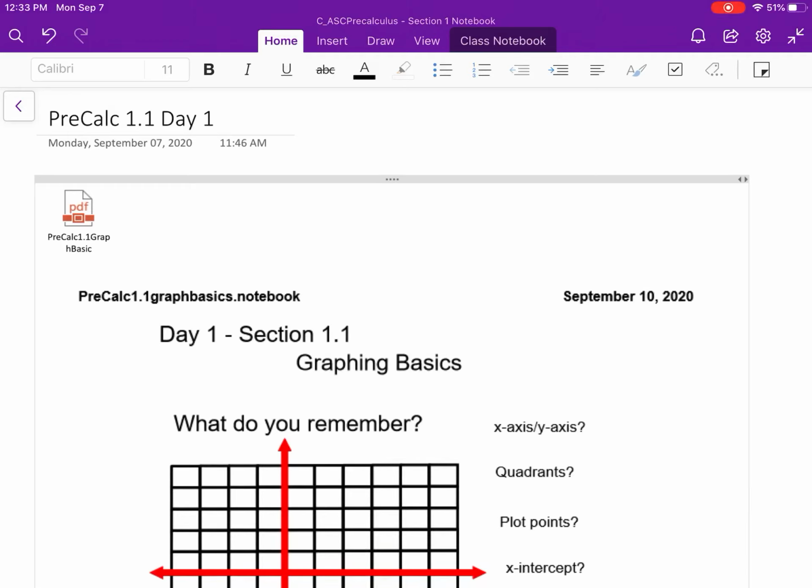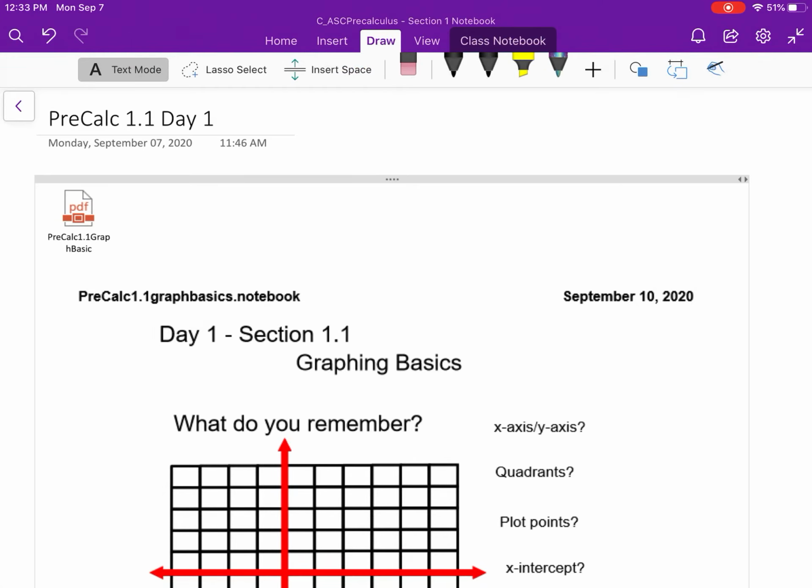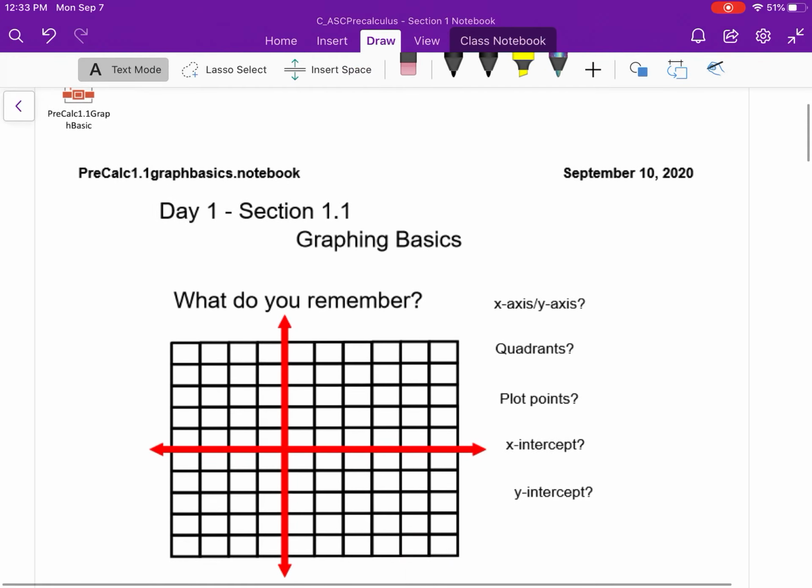All right, PreCalc kids, this is our first lesson. Some of you are at home, some of you are at school, so I'm just going to try to do the best we can. The first lesson is all about review, and the first few lessons are review. So this is graphing basics.